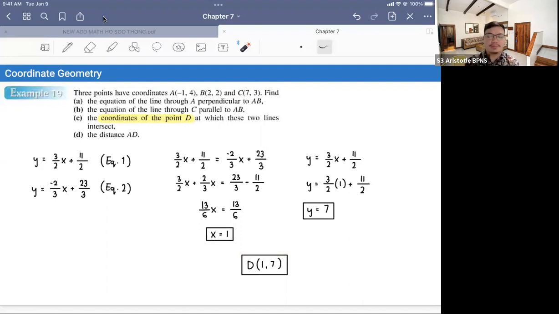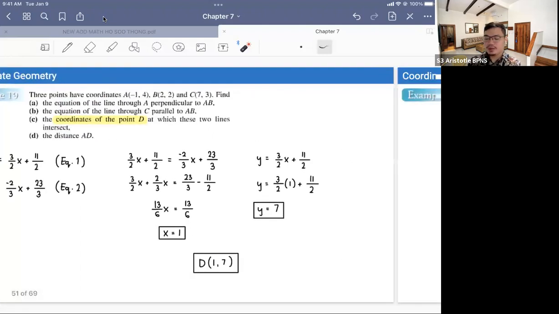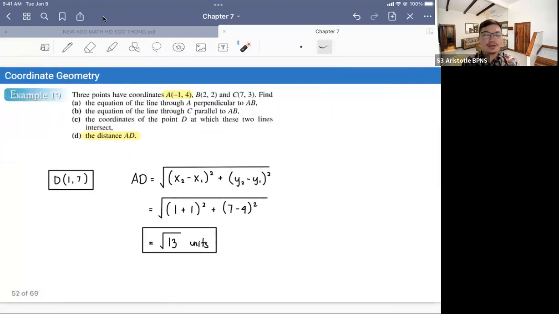All right, now, last question from example number 19. Now, this is just a gimme. The distance of AD. So everyone knows this. This is the distance formula. Okay, so point A is over here, point B is over here. So this is the formula. Substitute everything here. Your answer will be equal to root 13 units.